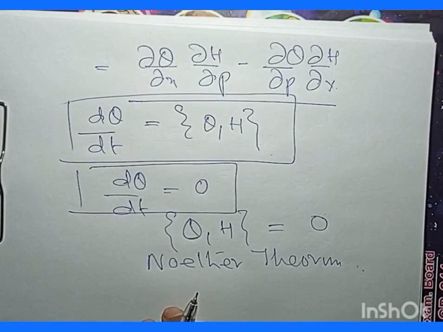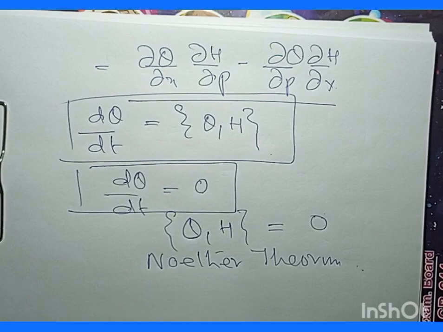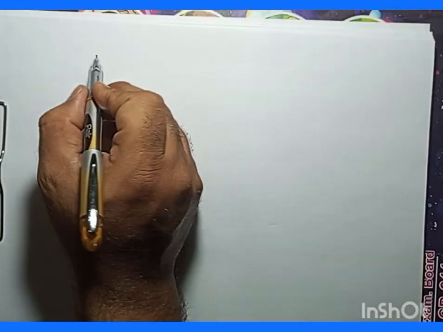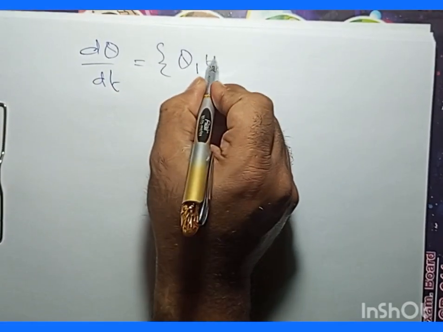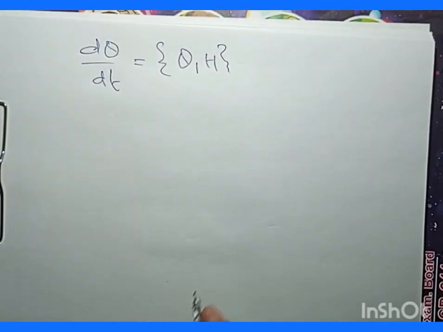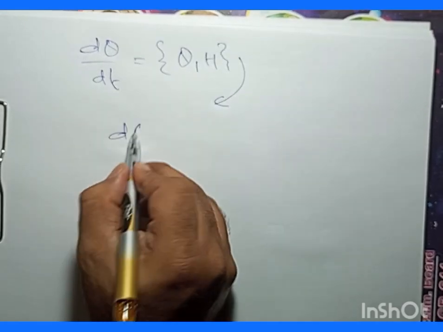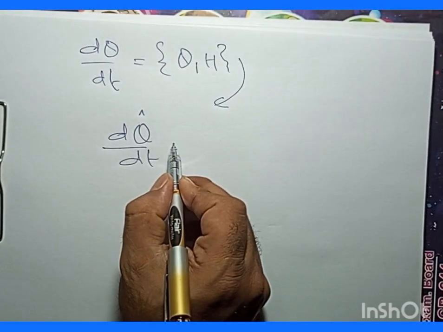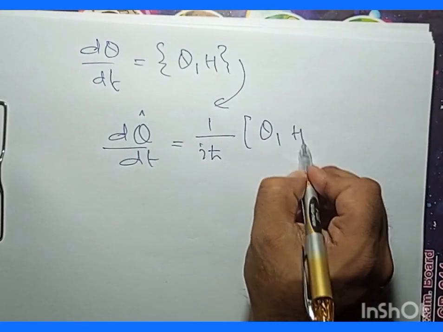So this is the Hamiltonian version of Noether's theorem that we have obtained here. Now, proceeding from here, in Poisson brackets, in classical mechanics, we have dq by dt is equal to the Poisson bracket of q and h, right? And it has a corresponding replica in quantum mechanics as dq operator by dt is equal to 1 by iħ times the commutator of q and h.